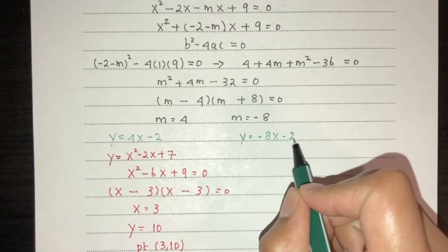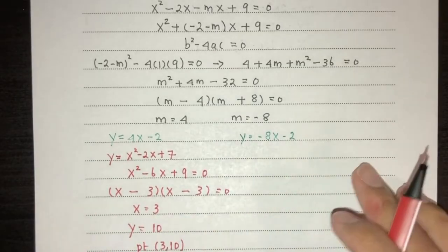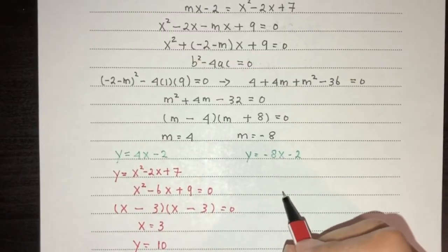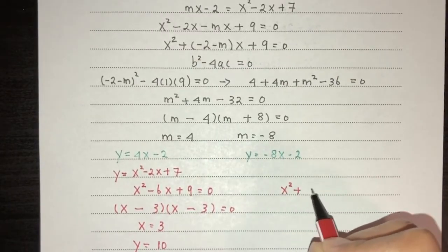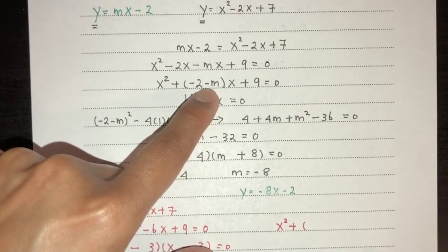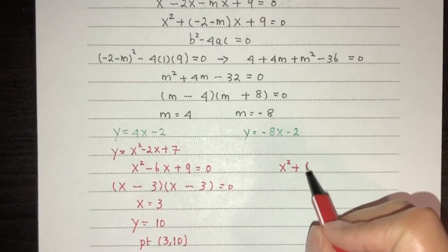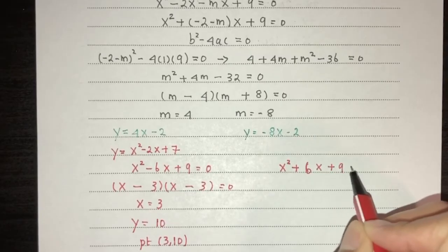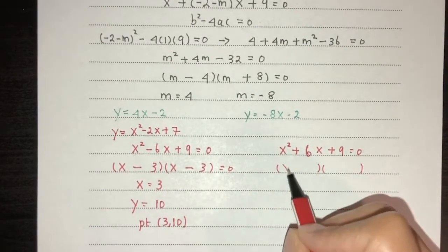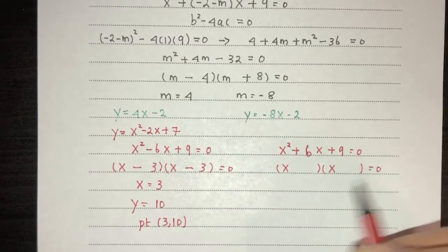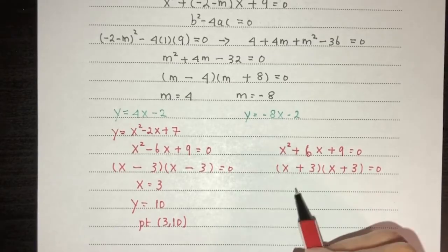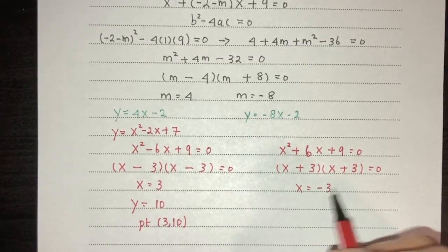y will be equal to minus 8x minus 2. Again, same steps, you have to replace your value of m in this. You will have x squared plus 6x plus 9 equal to 0. Now if you were to factorize, that will be (x plus 3)(x plus 3) equal to 0, since 3 times 3 is 9 and 3 plus 3 is 6. So x will be minus 3.